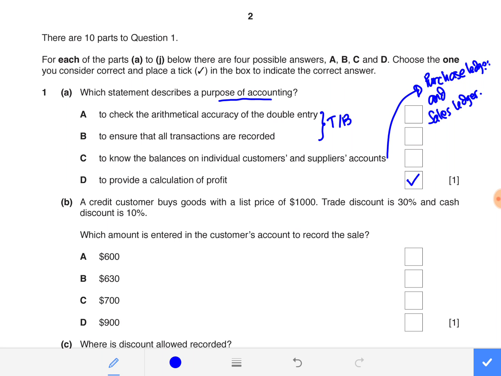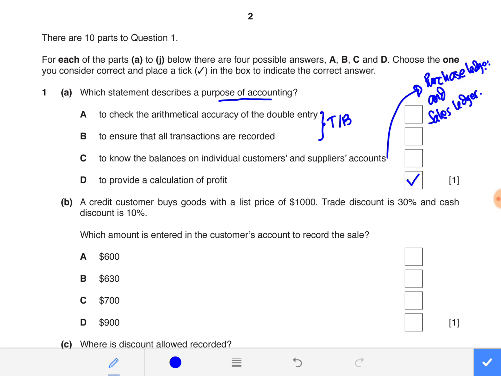Because the purpose of accounting is to give information to users so that it can help them to make business decisions. One of them is profit. If accounting gives calculations of profit, it will lead to business decisions in the end. So the best answer is D.